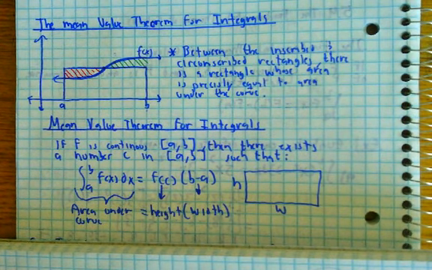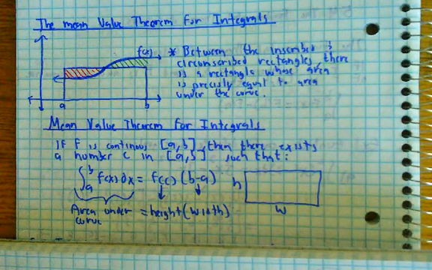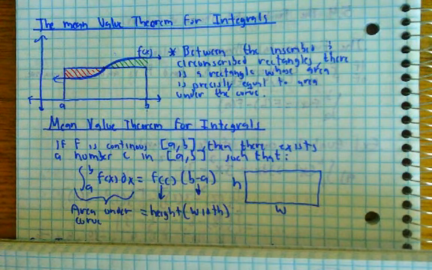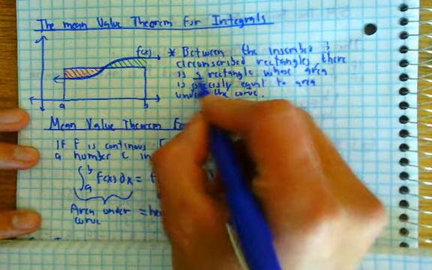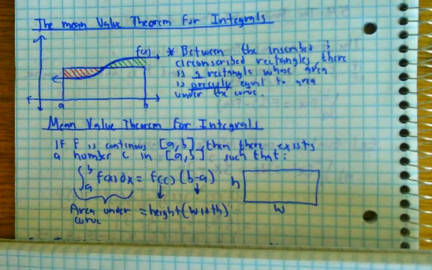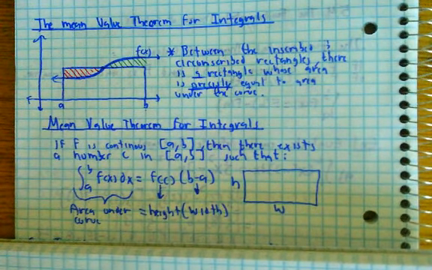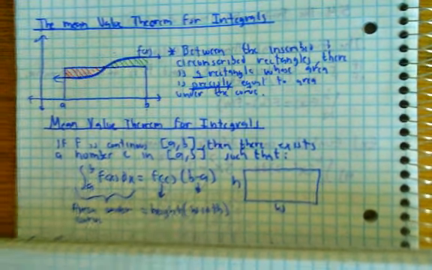You have scenarios where you have inscribed and circumscribed rectangles. What that meant, just to remember, is that you had rectangles that were either above or below the curve, giving you an approximation that was either an over approximation or an under approximation of what the actual area was. Well, what the mean value theorem for integrals tells you is that between inscribed and circumscribed rectangles, there is one rectangle in particular whose area is precisely equal to the area under the curve. So in other words, we can use the whole concept of approximation to find the exact area under the curve.